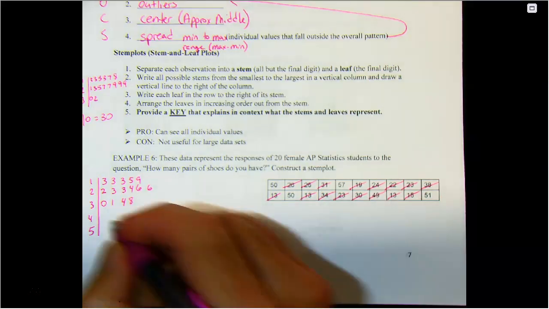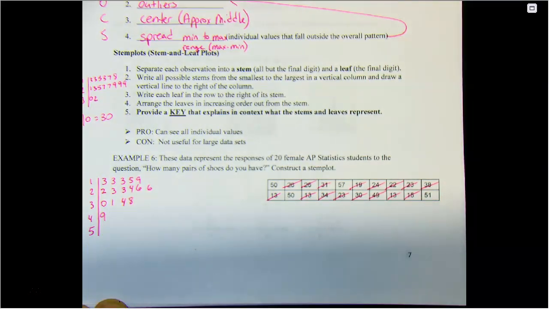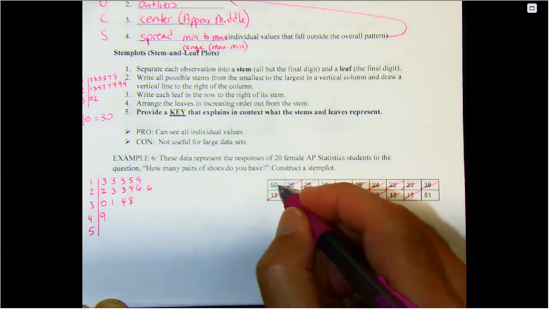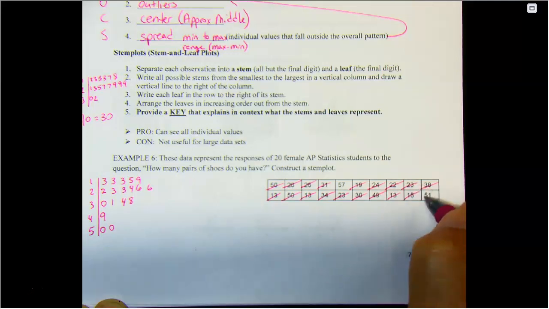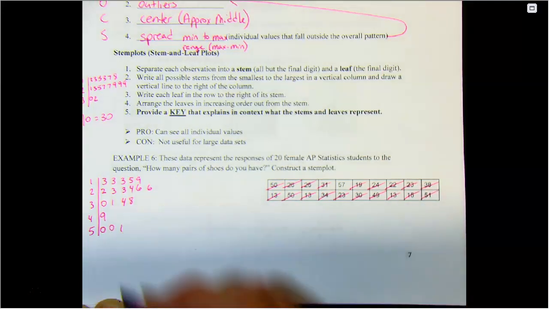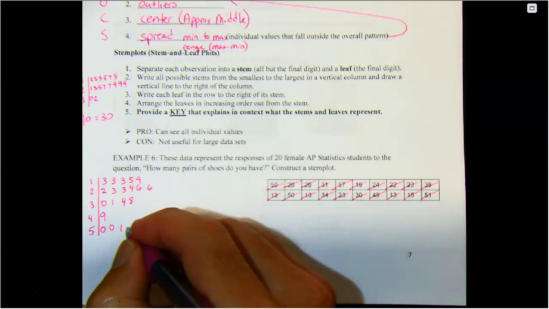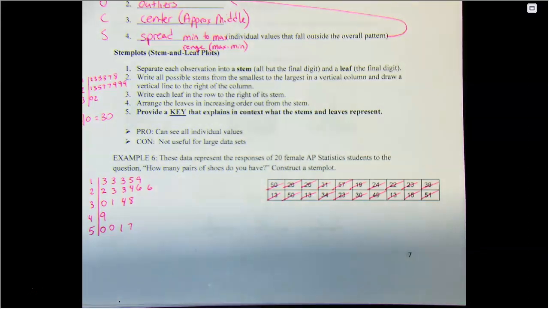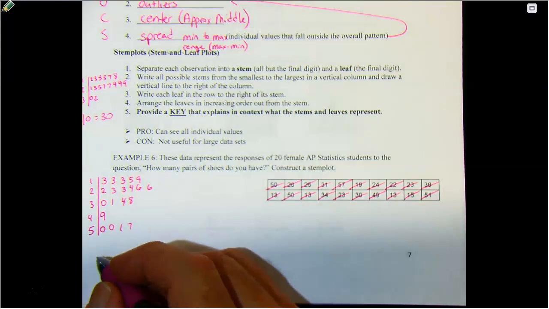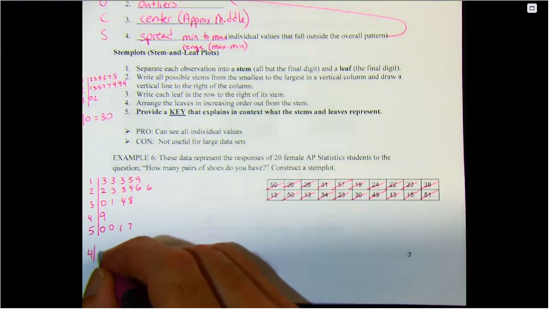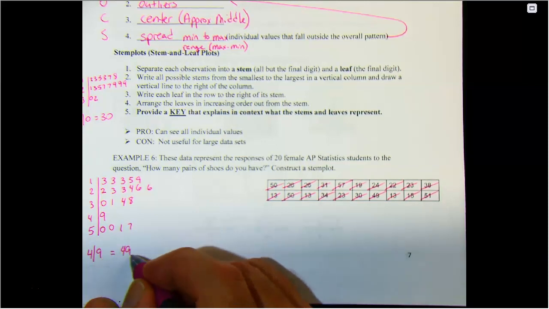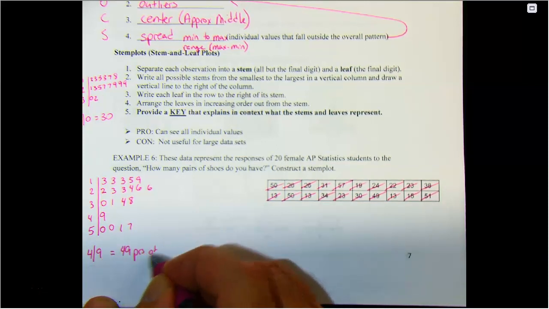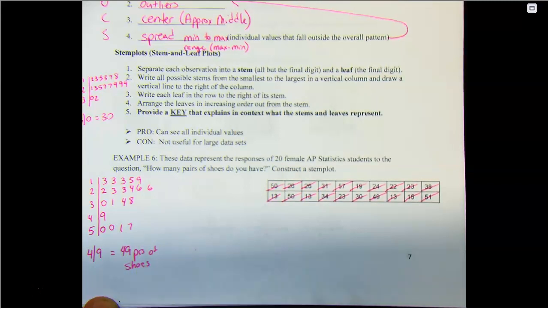40s, we got a 49 out there. 50s, we've got, looks like 2 50s. We've got a 51 and a 57. Okay, so that took care of my plotting of my stem and leaf. Now remember, on a stem and leaf plot, we have to include some type of scale or key, excuse me. So 4, 9 is going to represent 49 pairs of shoes. Okay.